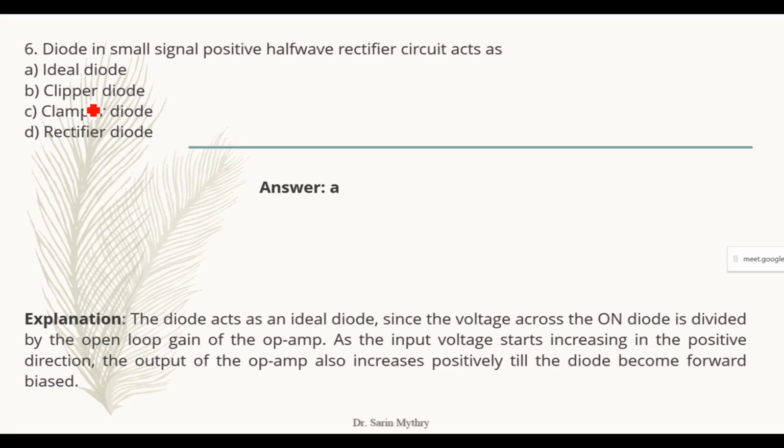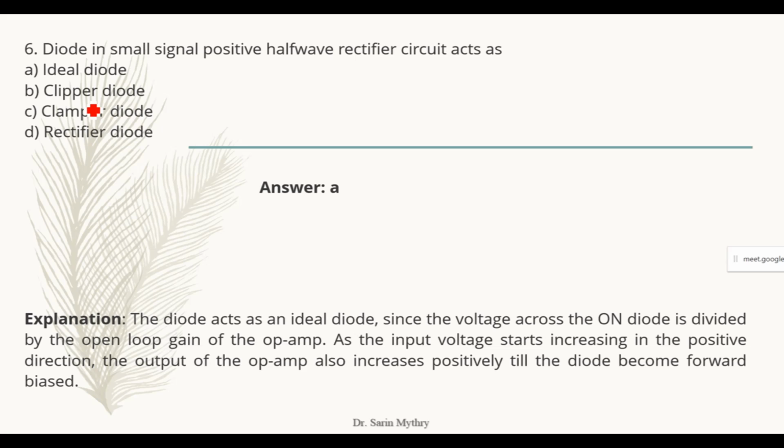So ultimately it acts as an ideal diode. Apart from the first option, the other three options given to you are incorrect, whereas the first one, ideal diode, is the correct one. Now let us enter into the explanation. The diode acts as an ideal diode because the voltage across the on diode is divided by the open loop gain of an op amp. As the input voltage starts increasing in the positive direction, the op amp output also increases positively till the diode becomes forward biased.